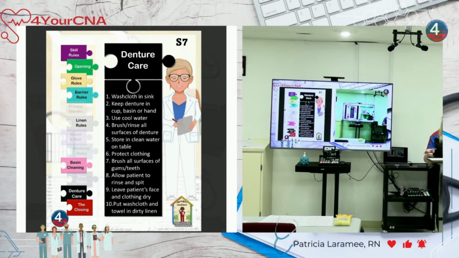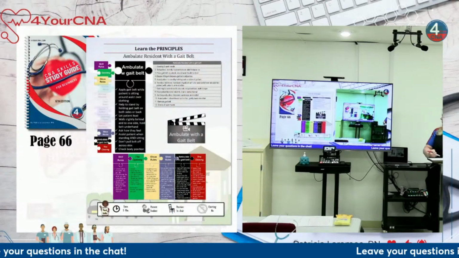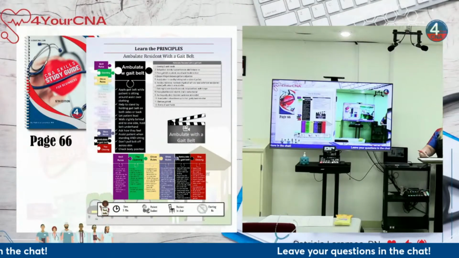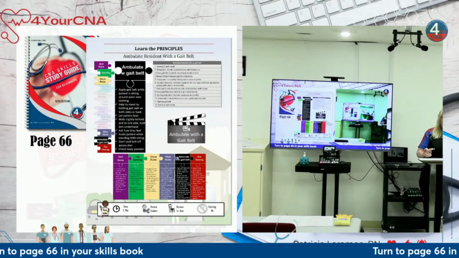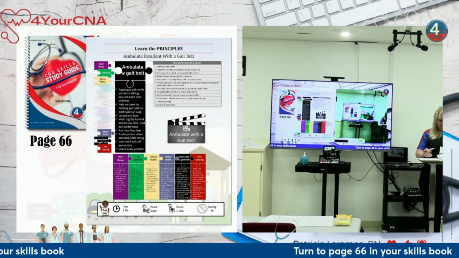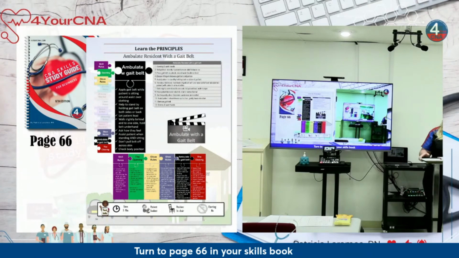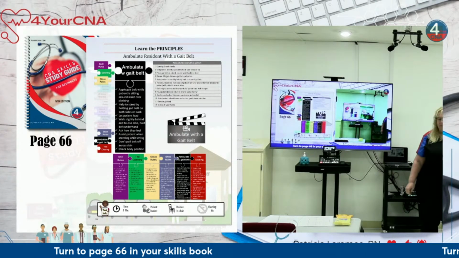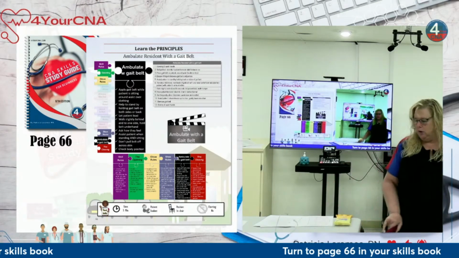Okay, any questions so far? No? Are we good? All right, moving on. Page 66 in your book. And we have ambulate with a gait belt. Ambulate is a fancy word for walk.